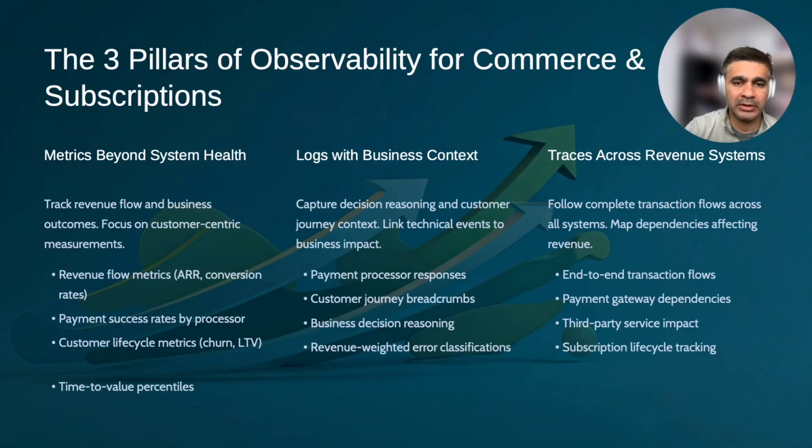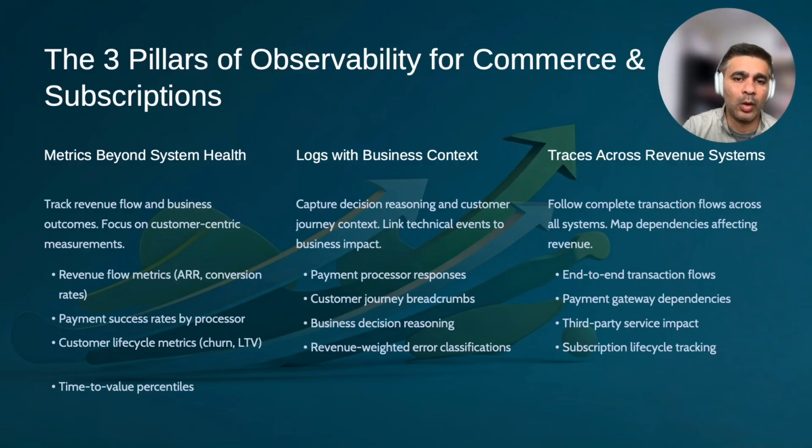Payment success rate by processors, because a 99% success rate with one processor might be 85% with another. And that difference is millions in revenue. And then customer lifecycle metrics like churn and LTV, these help you understand the long-term impact of the technical decisions that you make. And time to value percentiles: how long does it take customers to get value from your product after they sign up?